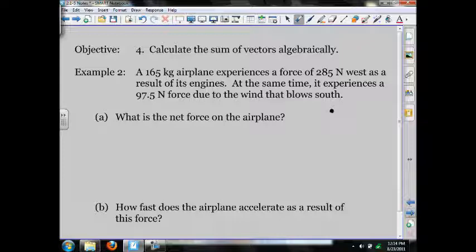It is flying. There's something that's canceling out the gravity, right? So it's not coming down. It's not going up. Isn't the lift and the gravity going to be equal in this case? We have a force of 285 newtons to the west. And we have a force of 97.5 newtons to the south. So if we were to draw the free body diagram, it would look like that.